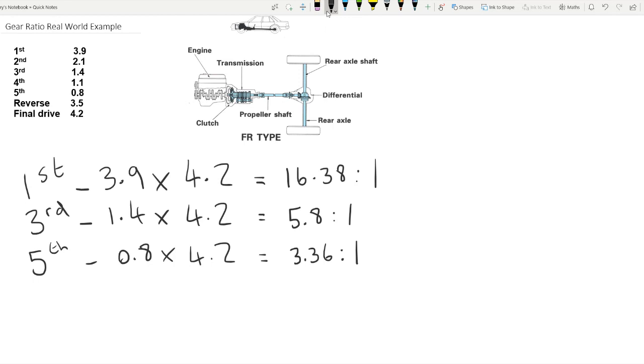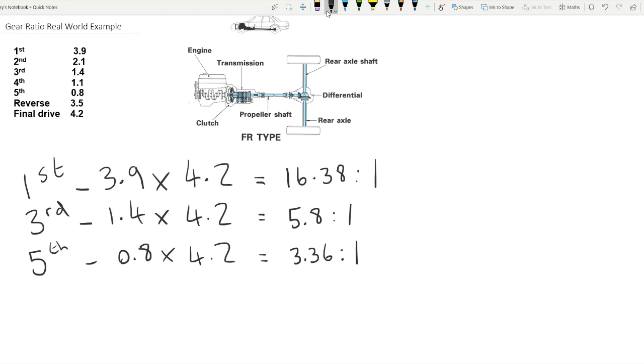So you can see there's a big difference from first gear to fifth gear. Now first gear, those of you who drive will know that's only really used for setting off. So it doesn't serve a practical purpose after that.